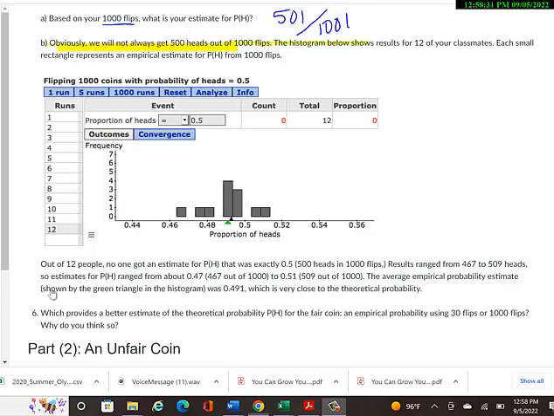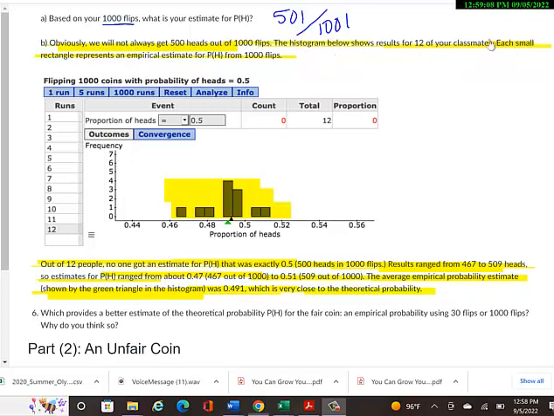The histogram below shows the results for 12 of your classmates. Each small rectangle represents an empirical estimate for the probability of H from 1,000 flips. Now you notice that these are all more centered around the middle. Out of 12 people, no one got an estimate for probability of H that was exactly 0.5, the same as the theoretical probability. Results range from 467 to 509 heads. So estimates for probability of H ranged from 0.47 to 0.51. The average empirical probability estimate, shown by the green triangle in the histogram, was 0.491, which is very close to the theoretical probability.